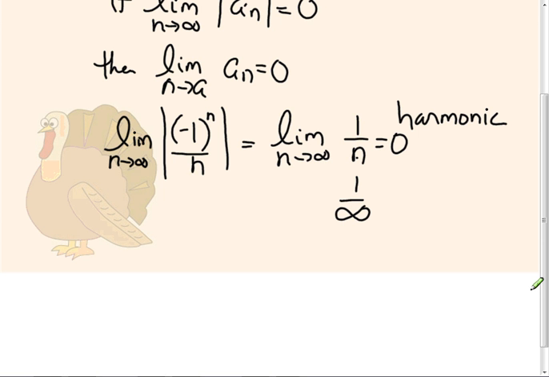0 factorial, by definition, is 1. Because we have to have it as 1 when we get into some later things, so we can define it that way. Yes?